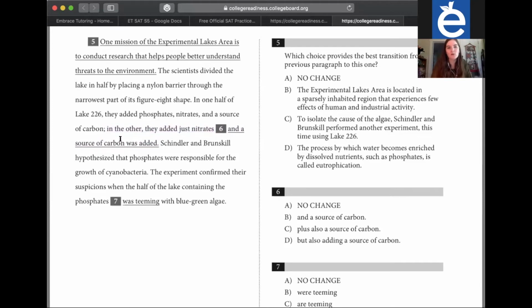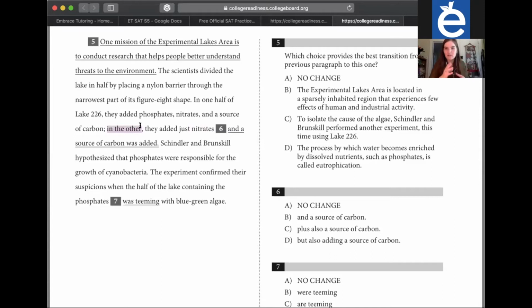So that's one thing. The other repetitive element here is the source of carbon itself, right? Because if you look in the first half of the combined two independent clauses that we have here, in one half of Lake 226, they added phosphates, nitrates, and a source of carbon. So we already introduced that we're dealing with carbon, right? And we already introduced that we're dealing with nitrates.